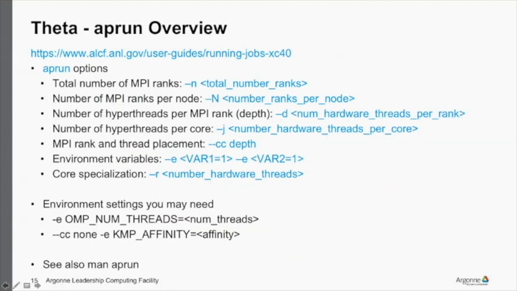If you're getting started, a couple of environment variables that you may need: -e OMP_NUM_THREADS, if you're running an OpenMP multi-threaded application. You may want to control the affinity by some other means, like KMP_AFFINITY. In that case, you would use --cc none to tell aprun that you want to control the affinity by some other means, and then KMP_AFFINITY with the appropriate settings.